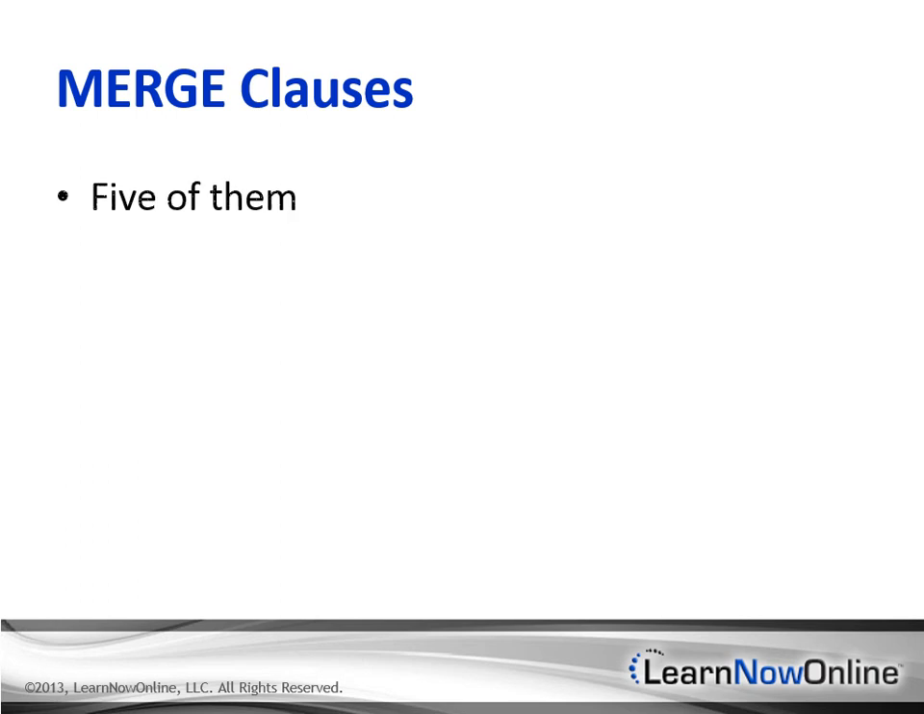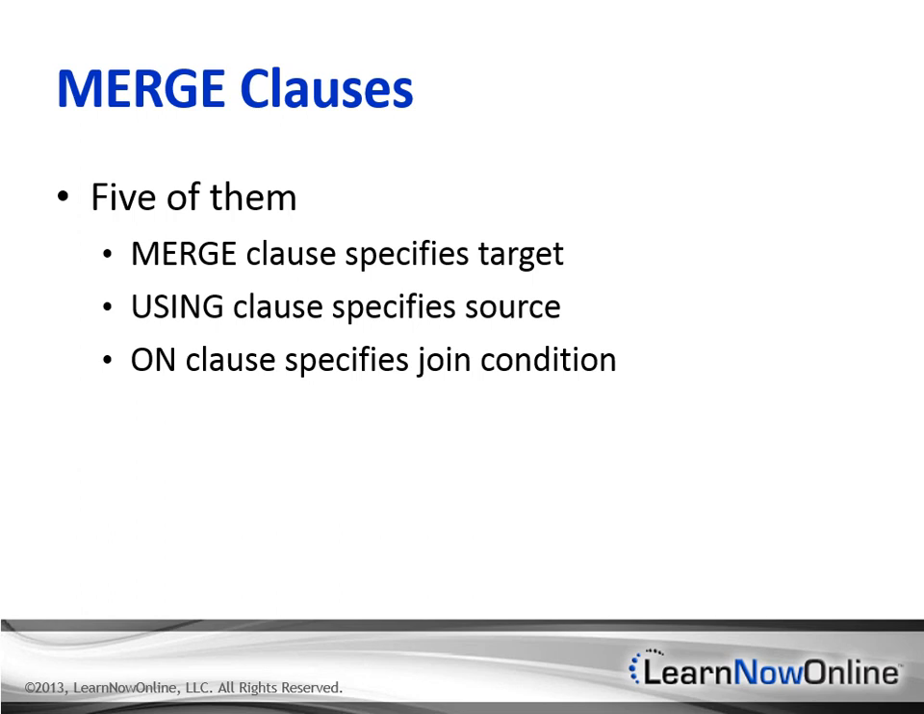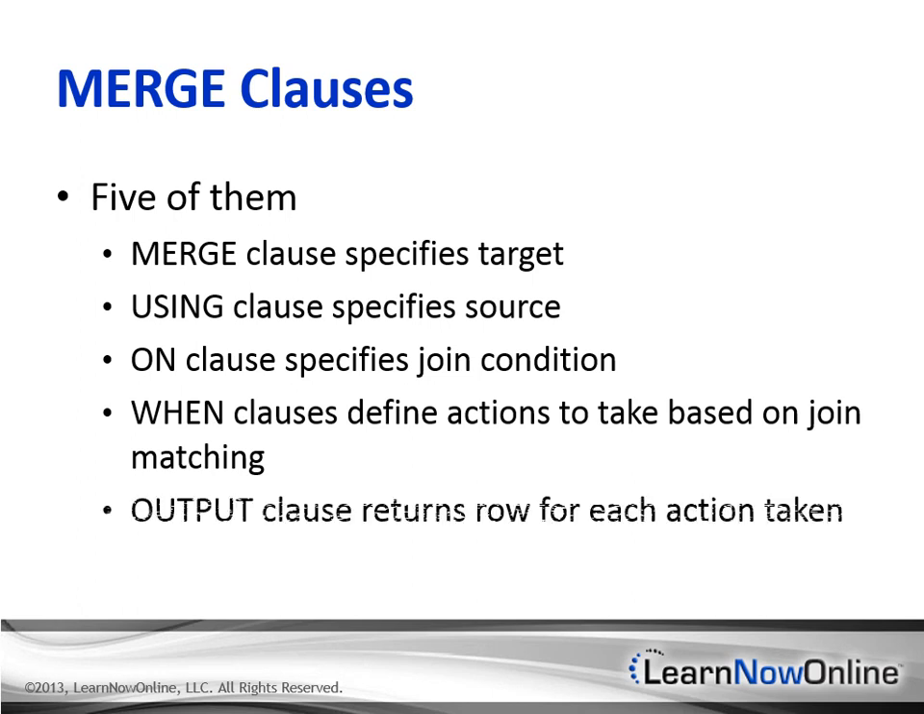The merge statement uses 5 clauses. The merge clause specifies the target data, such as a table, view, or other query. The using clause defines the source data. The on clause specifies how to join the tables, and this works much like a regular join clause. Then one or more when clauses define the actions to take based on the join matching. And then finally, the output clause returns a row for each action taken.